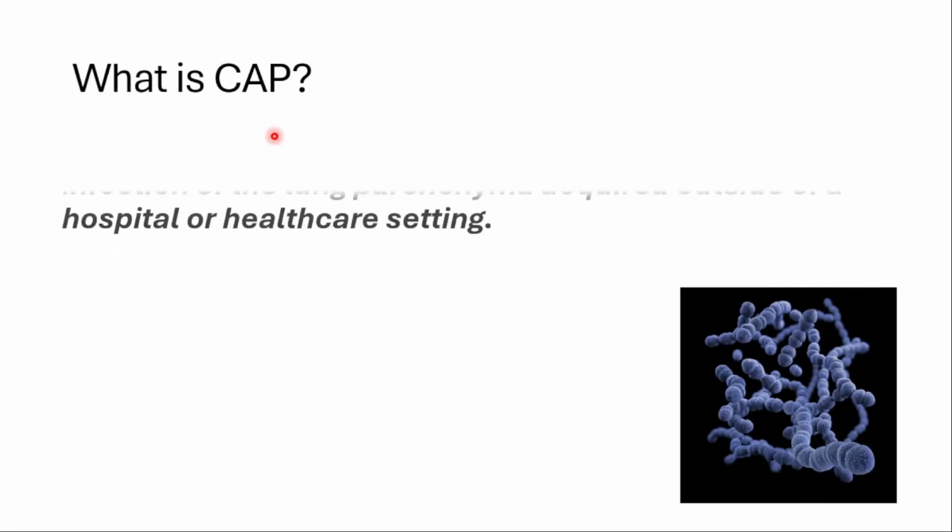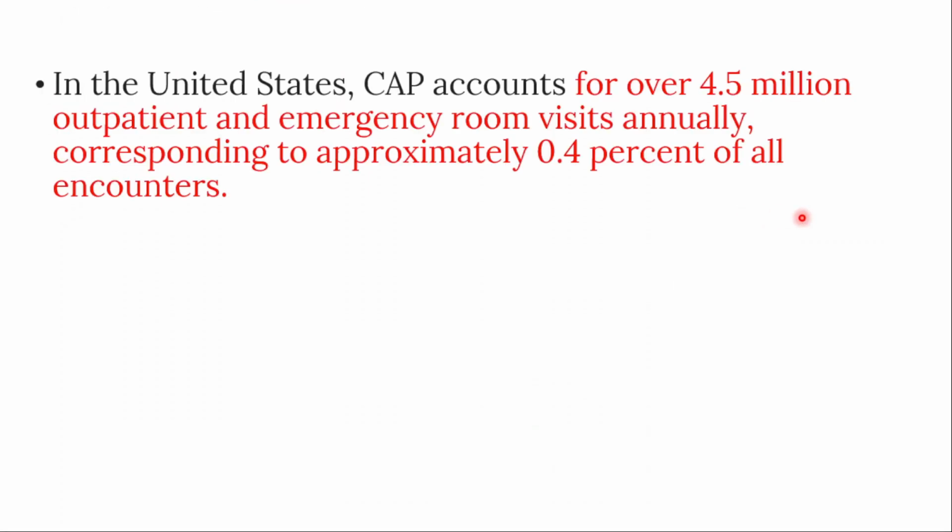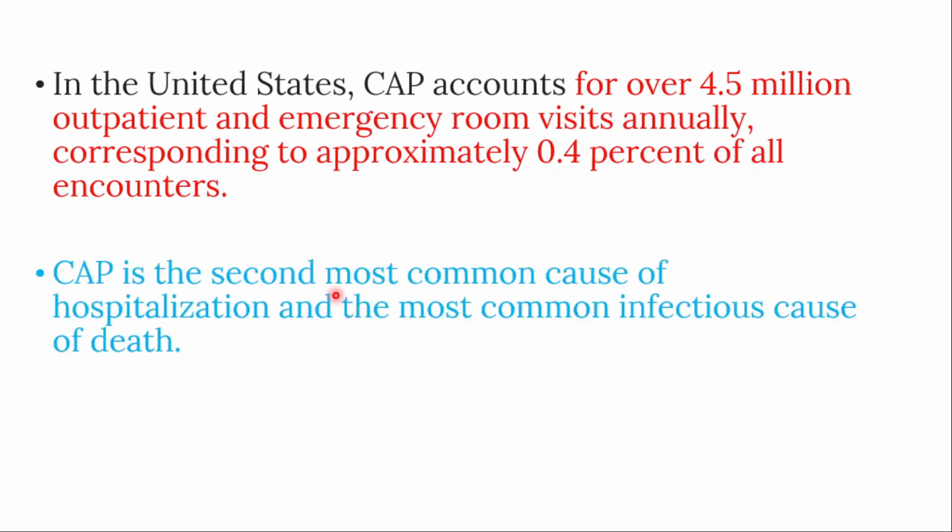What is community-acquired pneumonia? Community-acquired pneumonia in adults is an infection of the lung parenchyma acquired outside of a hospital or healthcare setting. In the US, it accounts for over 4.5 million outpatient and emergency room visits annually, corresponding to approximately 0.4% of all encounters. It's the second most common cause of hospitalization and the most common infectious cause of death.